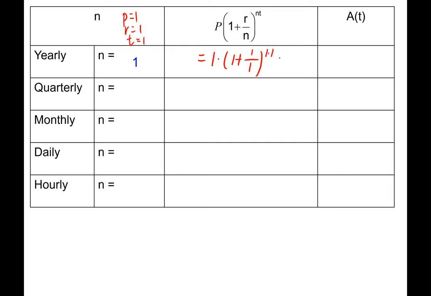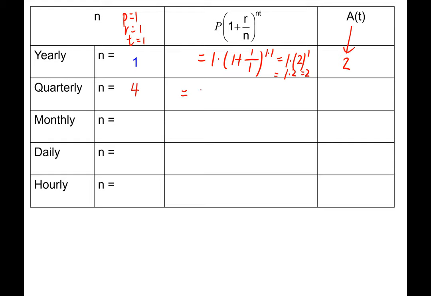So that's basically give us one times two to the first power. So this is one times two, give us two. So that means ending balance is two, if it is compounded yearly. And if it is compounded quarterly, that means N equal to four.